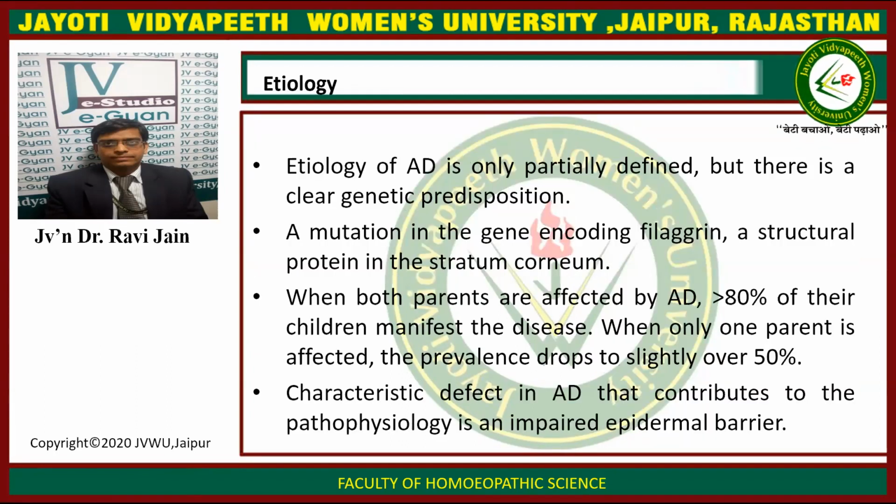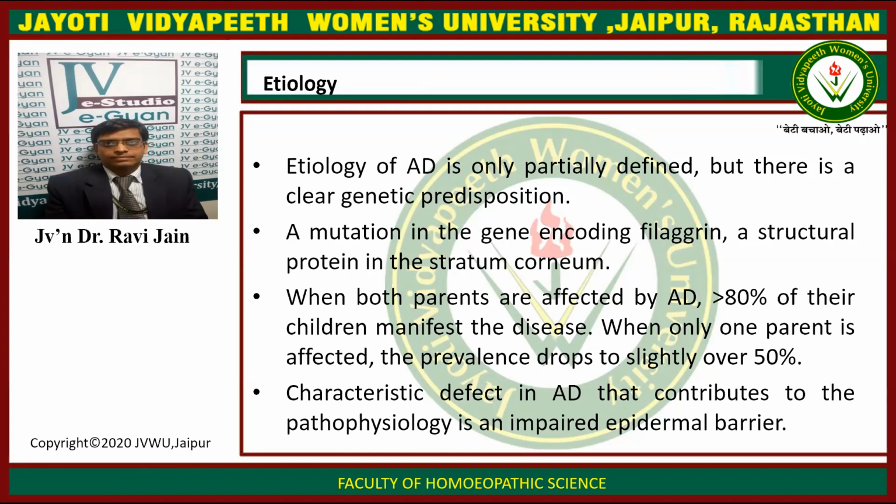Now, what is the etiology of atopic dermatitis? The etiology is only partially defined, but there is a clear genetic predisposition. There is a mutation in the gene encoding filaggrin, a structural protein in the stratum corneum. So filaggrin is a structural protein in the stratum corneum.